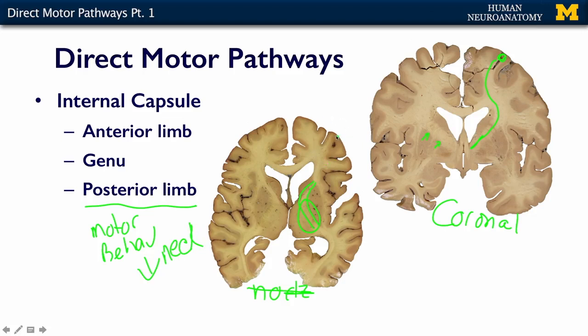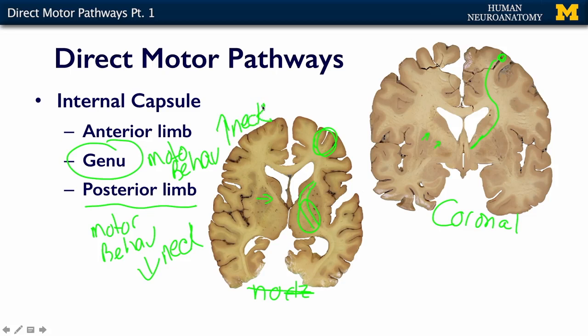Motor neurons that are going to innervate the targets in the brainstem that innervate your cranial nerves, so that the cranial nerves innervate structures in your head and neck, those primary or upper motor neurons still live up here, but they travel in a special place called the genu, or the bend of the internal capsule. So the genu is going to be motor behaviors above the neck.